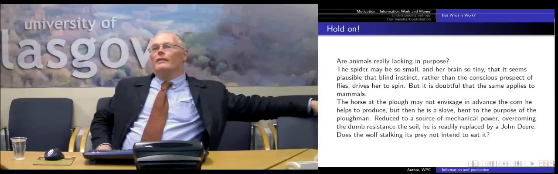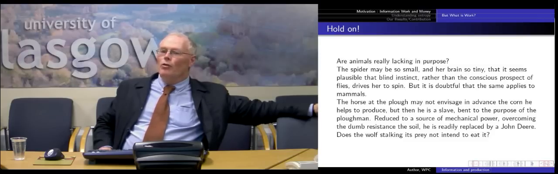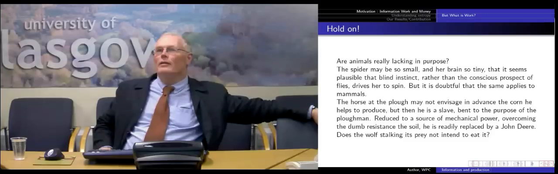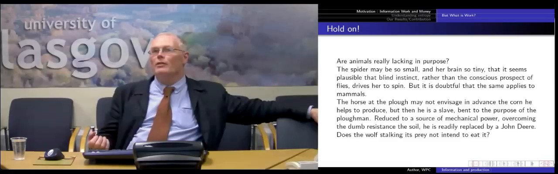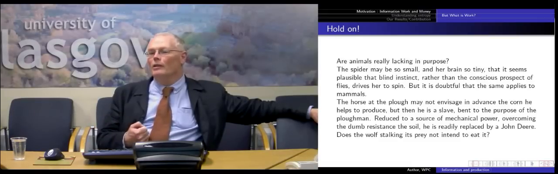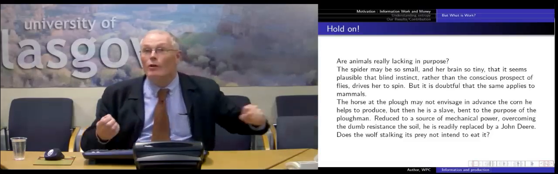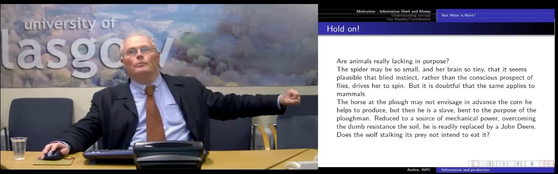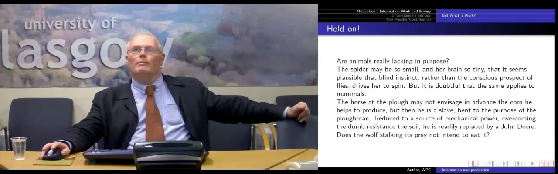But is that really a fair assumption? Do animals really lack purpose? You know, spiders are very small with tiny brains, so you can believe it's just blind instinct that makes them spin. But if you talk about mammals, that's not a fair assumption. If you've got a horse being employed by a human being to plow a field, the horse certainly doesn't think about the corn that's going to be grown there, but that's because they're a slave. If you take a free animal, like a wolf stalking its prey, why do we not think that the wolf intends to eat its prey? And how is that any different from human activity? So it's not clear that that can explain why human labour is different from animal labour.